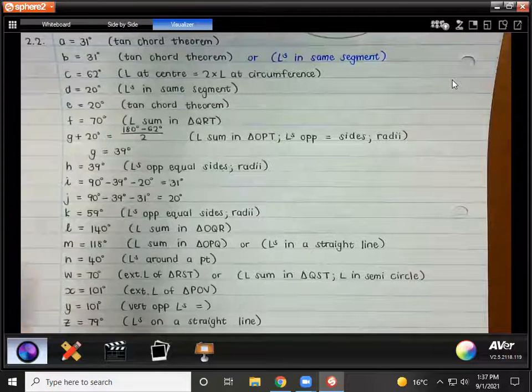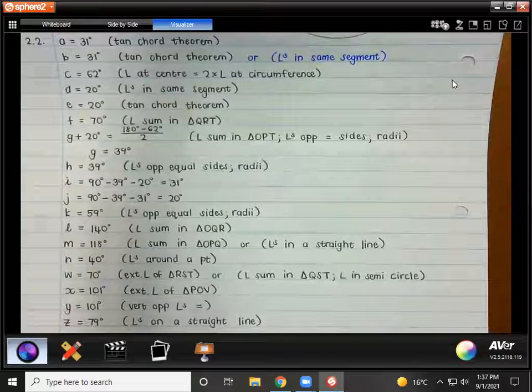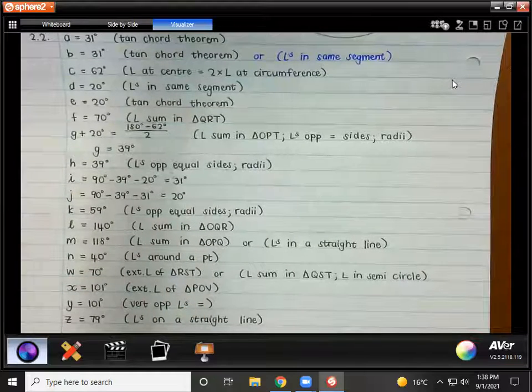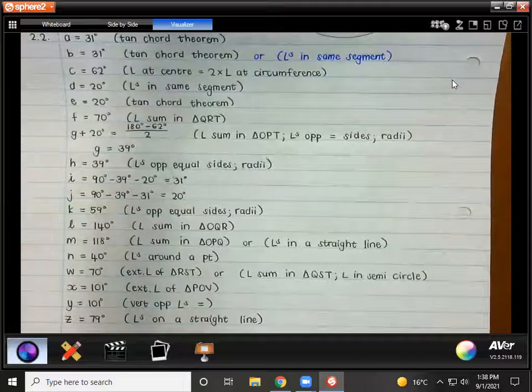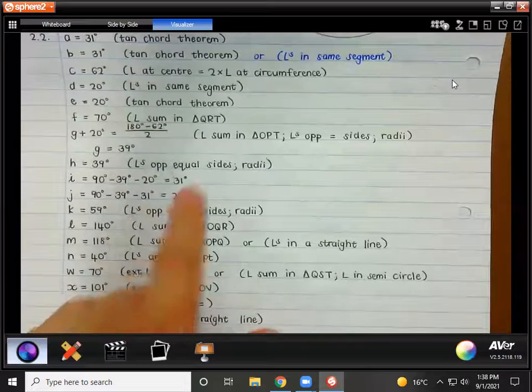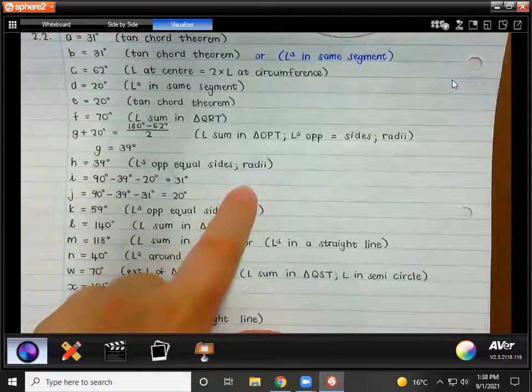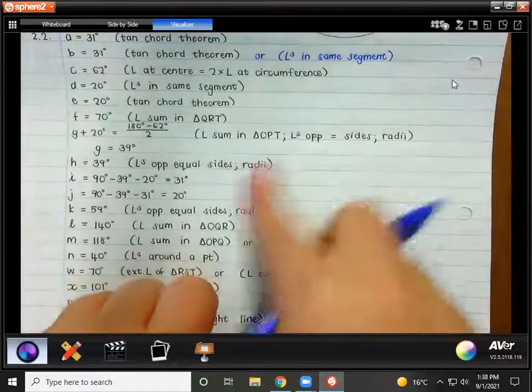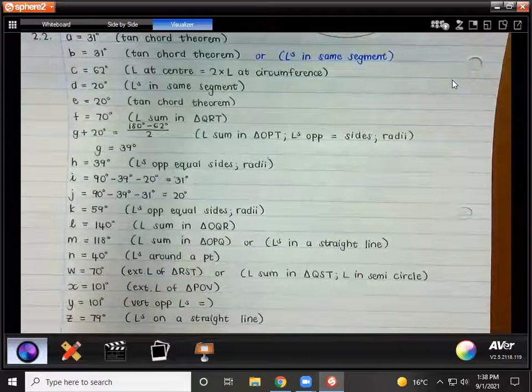For I and J, I didn't use reasons for those because I just knew that it was a 90-degree angle and I had the other 2 parts of that angle already in both cases. So I was the third one of the 3, so I just said 90 minus the other 2. And then it was the same thing for J. So there isn't actually a reason for that. It was angle in a semicircle, but we said it already in the beginning. But you definitely could have written it again. That's fine.